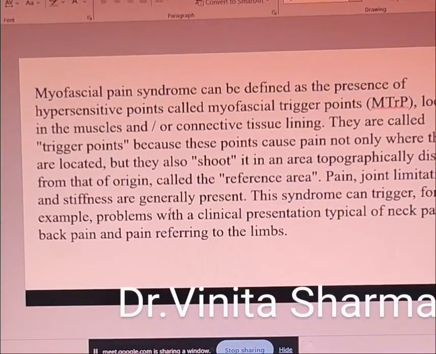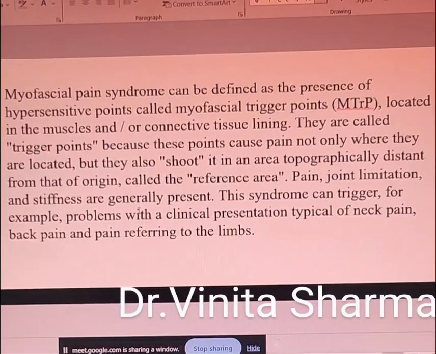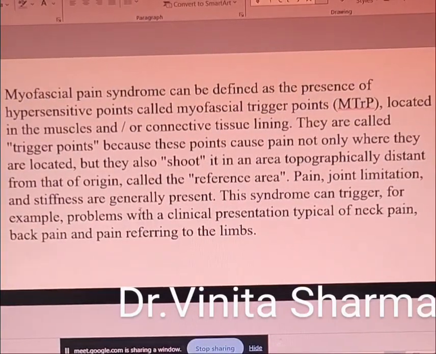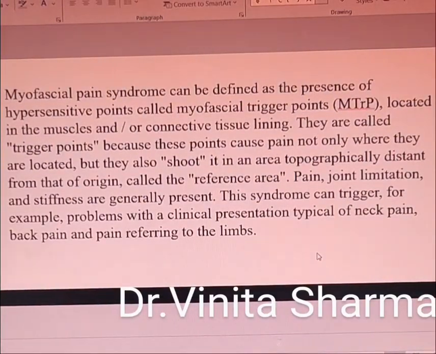Myofascial pain syndrome. What is myofascial pain syndrome? It is defined as the presence of hypersensitive points called myofascial trigger points, located in the muscle or connective tissue lining. They are called trigger points because these points cause pain not only where they are located, but they also shoot it to an area at a topographical distance from the origin.